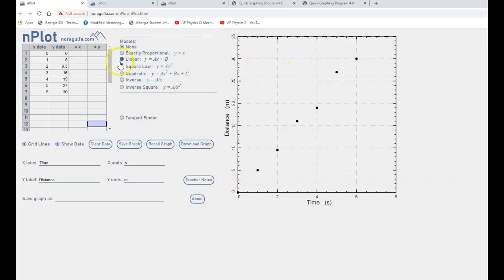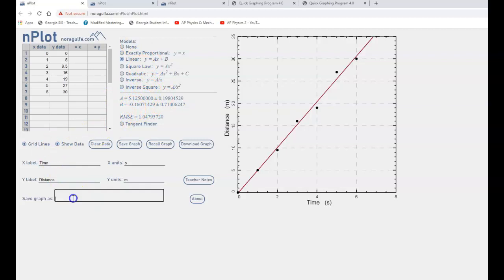This looks linear. So I'm going to try a linear best fit line, and sure enough, there's some points above it and some points below it, but that kind of represents the average of our data. It is not exactly proportional. It's certainly not squared. It's not an inverse, or an inverse square. So linear fits our data. Here's the equation. If it's y equals mx plus b, or ax, a being the slope, here's our slope, and there's our y-intercept. And so we could write an equation for that line.